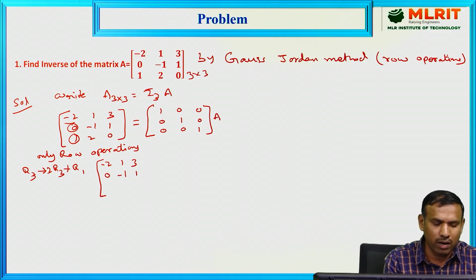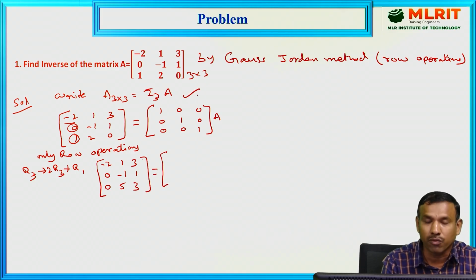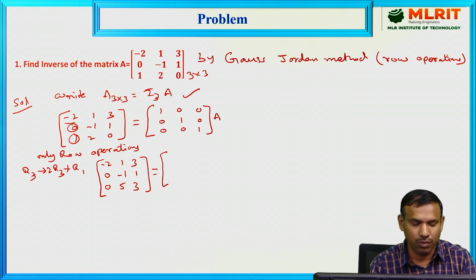Third row. So 2 into R3. 2 into 1, 2 minus 2, 0. 2 into 2, 4. 4 plus 1, 5. 2 R3. 2 into 0 plus 3, 3. So the same operation we have to apply here also. Whatever the row operation, here also, right?